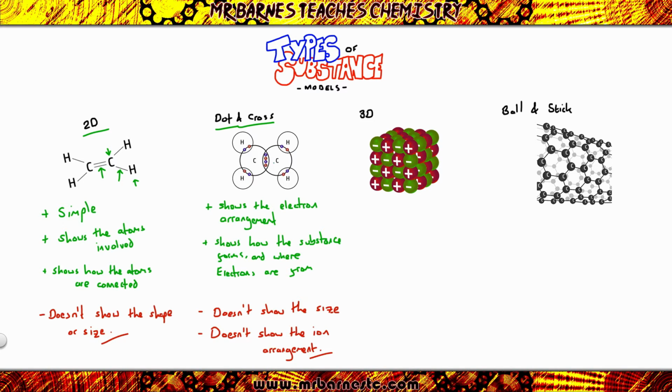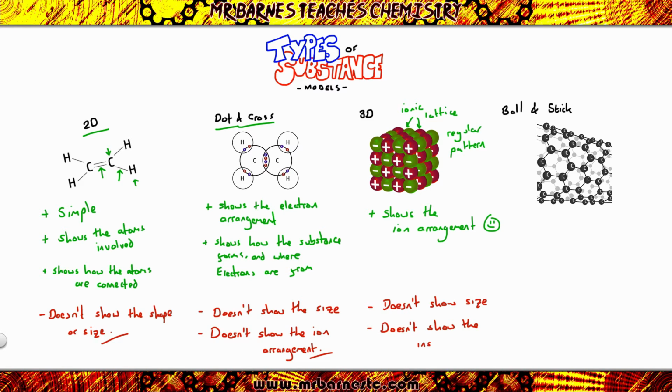That comes in with 3D. So you can see here I've got my ionic lattice. It shows the ion arrangement, which is really useful. As you can see, it's a regular pattern where you've got positive and negative ions surrounding each other. However, it doesn't show you the size again, and it doesn't show you the insides. You can only see the surface.